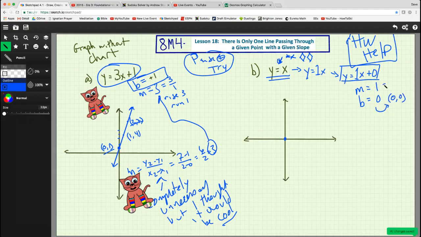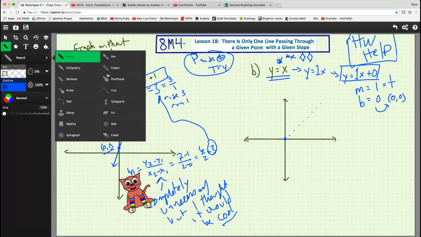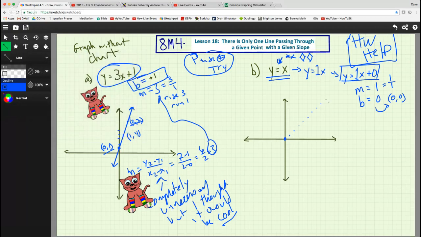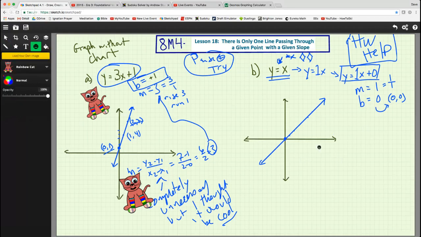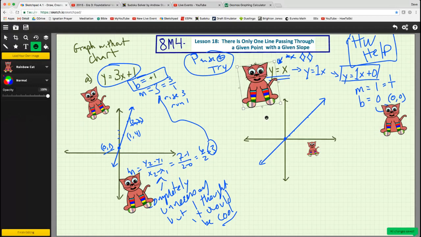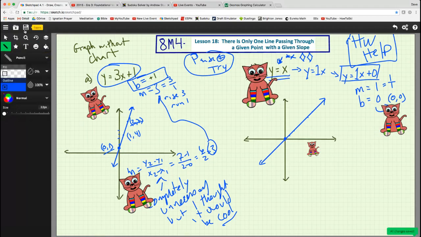And our M of 1 is equal to 1 over 1. So we go up 1 over 1, up 1 over 1, up 1 over 1, and keep going. I did it kind of fast, so it's not perfect, but here we go. And there you have it. Happy cat, happy cat. So y equals mx plus b, very, very powerful.